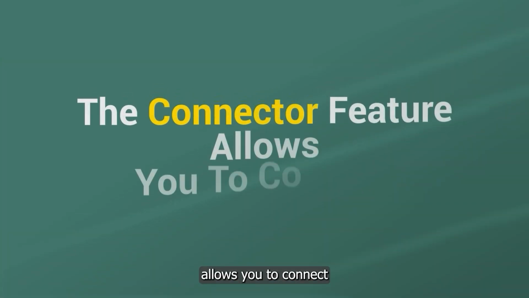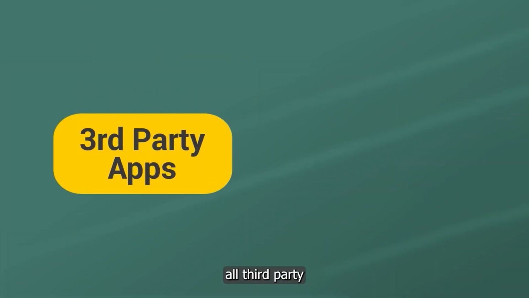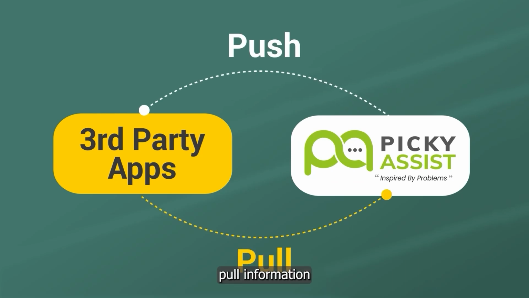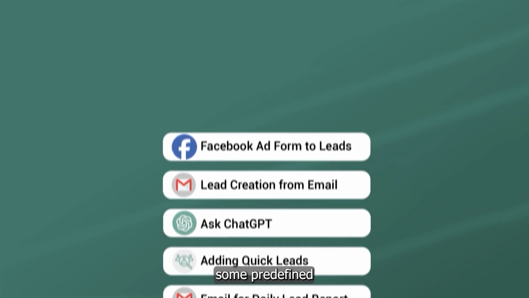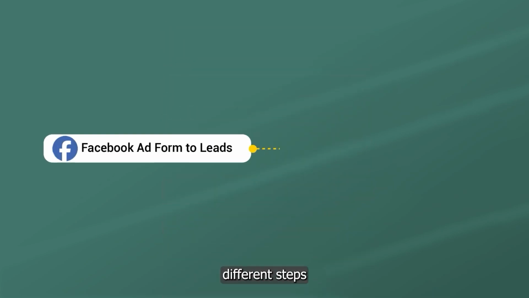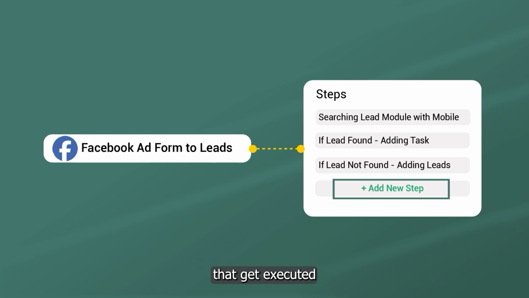The connector feature allows you to connect all third-party platforms to Picky Assist. You can push and pull information using the connector. Here, you will find some predefined connectors to help you get started quickly. You can create different steps in a connector that get executed when the connector is triggered.